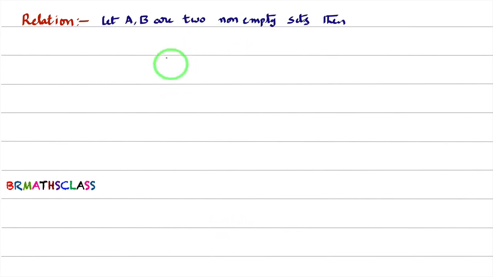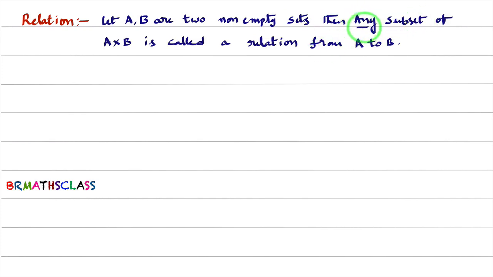First, take A, B as any two non-empty sets. Then any subset, this is important, any subset of A cross B, this is the main line, is called a relation from A to B. You can understand this very easily with an example.